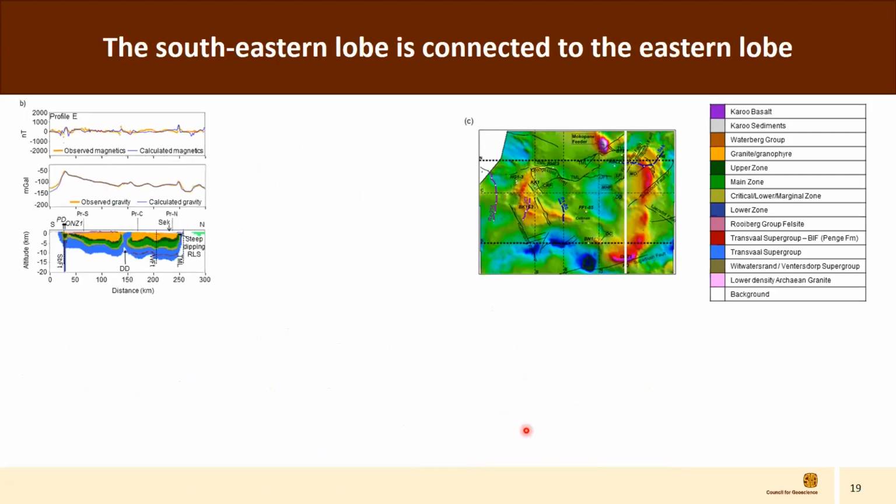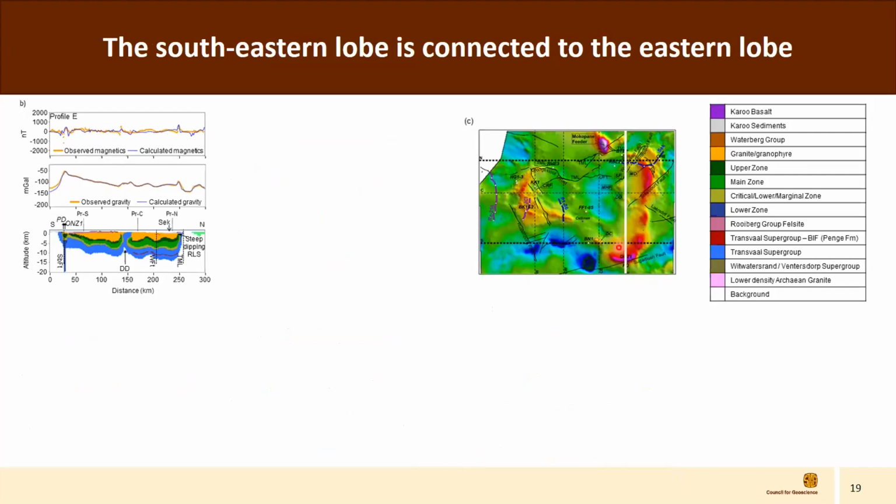Now, if we go to the southeastern lobe, it is, in my opinion, well, I don't think it's just my opinion, part of the whole eastern lobe. It continues here, and my feeling is in my model, it also continues here. There is the Dwarsfontein complex, which is also a layered intrusion. It was at some point seen as a satellite of the Bushveld.